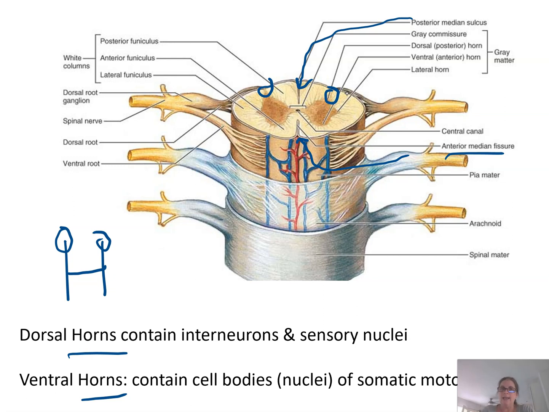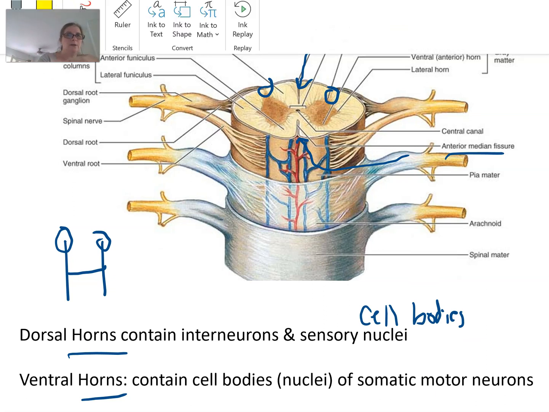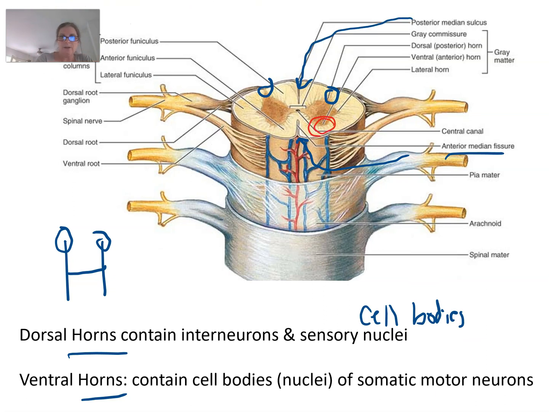But these contain interneurons, and they have sensory nuclei, and that's a fancy way of saying they have a lot of cell bodies in there. Remember, nuclei are when you have cell bodies and neurons with similar functions. Now, the ventral horns, on the other hand, are going to be on the anterior side, so they're here.